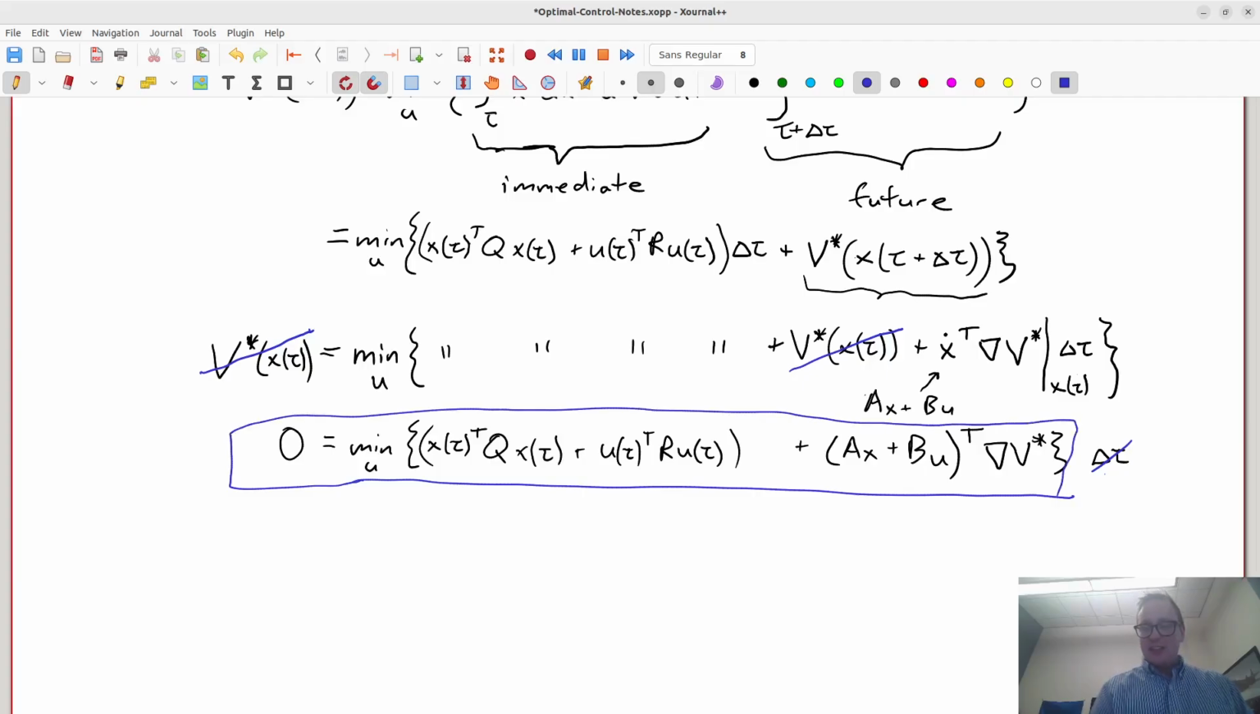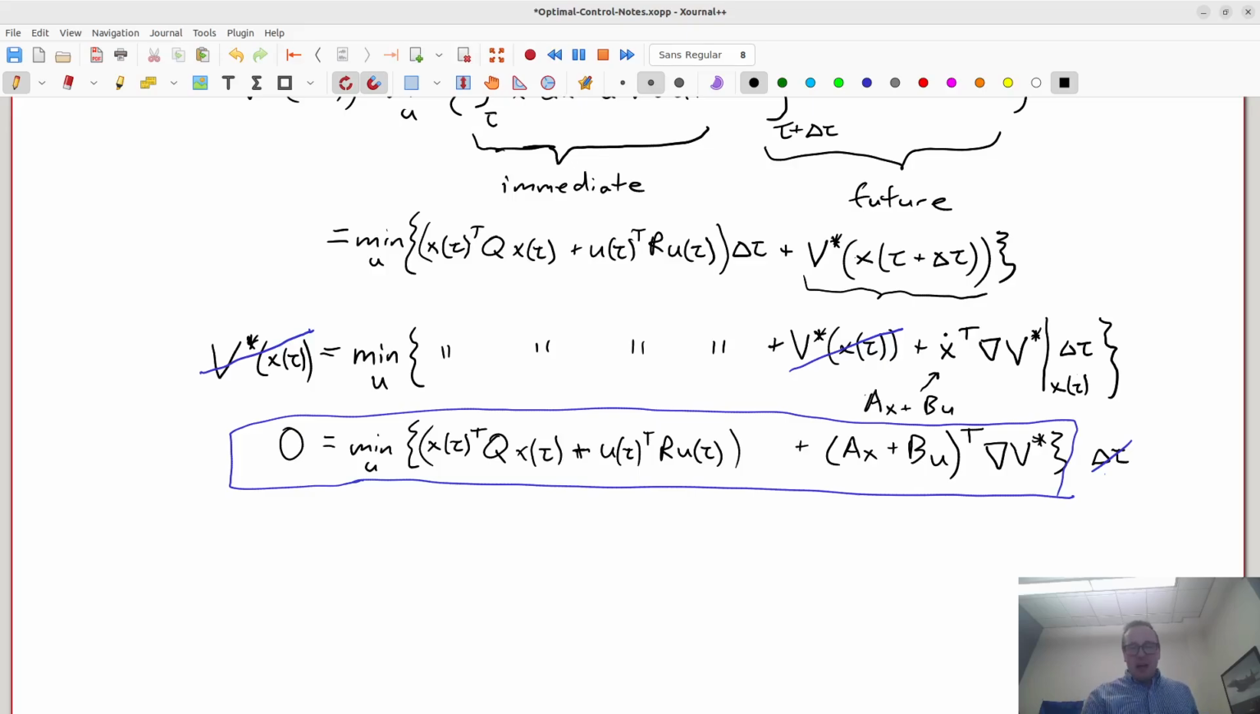Now this equation is very special. It's called the Hamilton-Jacobi-Bellman equation. It's a fundamental equation. Well, this is the form of it for an LQR problem. But there's a more general form that is very fundamental to optimal control. So you'll see that pop up if you get more deeply into optimal control.